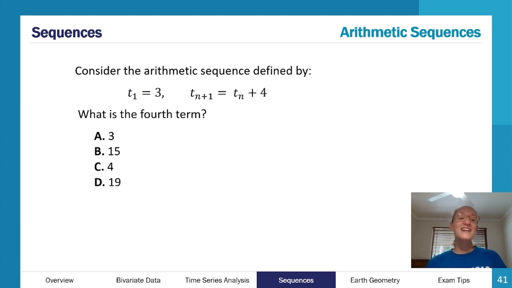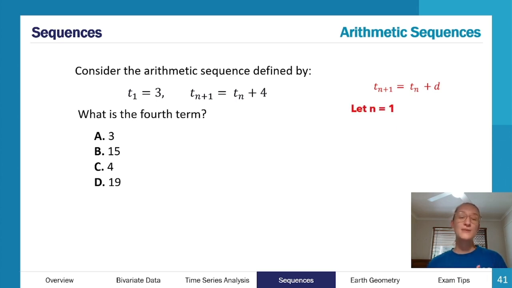So we have an example to work through together. Consider the arithmetic sequence defined by t1 equals 3. Our first term, our starting point, is 3. And our rule is tn plus 1 equals tn plus 4. So to find the next term, you take the previous term and you add 4. And we're being asked, what is the fourth term?